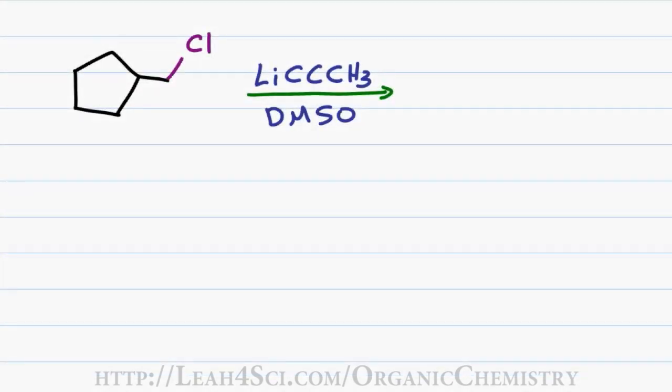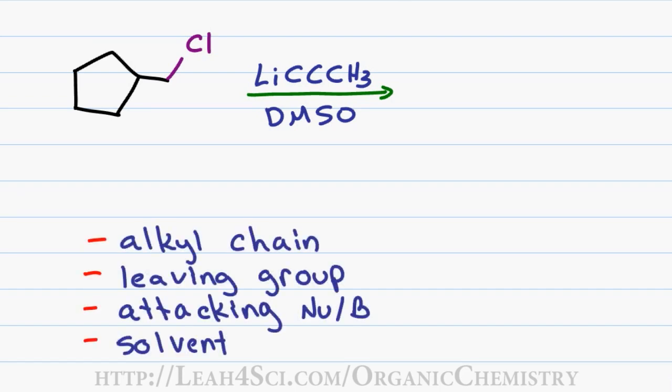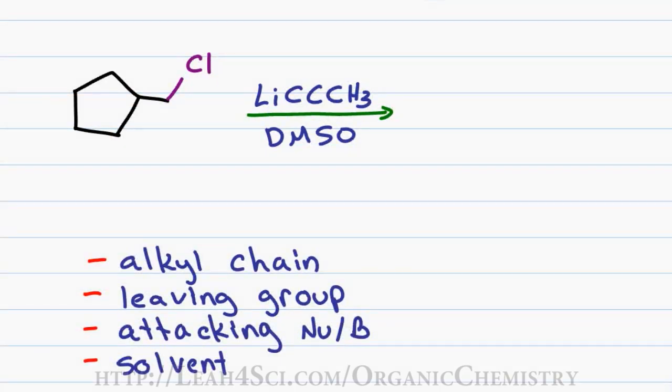In this example, we'll analyze what happens when a primary chlorine on a substituted cyclopentane is attacked by a strange molecule, LiCCCH3. Let's prepare our checklist and see what we can make of this set of conditions. Our alkyl chain has a leaving group on a primary carbon, which means we cannot form a stable carbocation, and since the SN1 and E1 reactions undergo a carbocation intermediate, we're ruling out the 1 type, leaving us with the 2 type reactions, SN2 and E2.